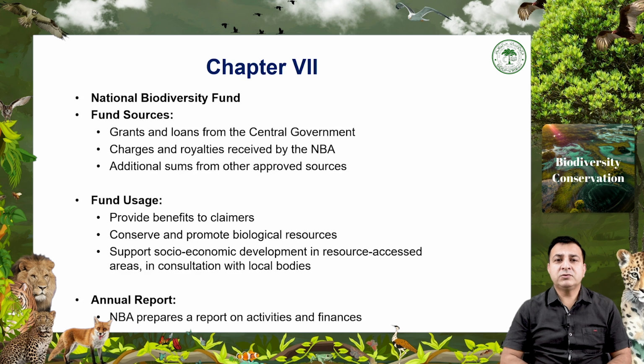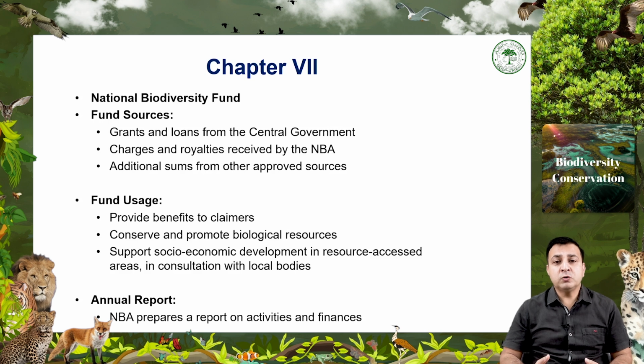Chapter 7 talks about the National Biodiversity Fund. A National Biodiversity Fund will be established, and the purposes of the fund include receiving grants and loans from the central government, receiving charges and royalties, and receiving other additional sums from other sources as decided by the central government.